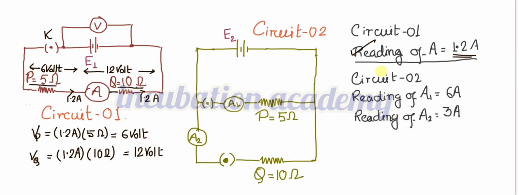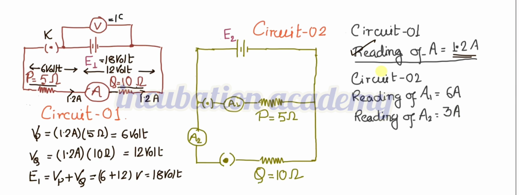From that idea we can say E1, the EMF of the cell, is nothing but the sum of Vp and Vq. Vp is 6 volt, Vq is 12 volt. So as a whole, that is 18 volt. 18 volt is the EMF of the cell. And the voltmeter is connected across this E1, so the voltmeter will show the potential drop across the cell as 18 volt.